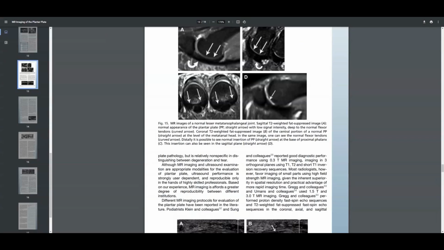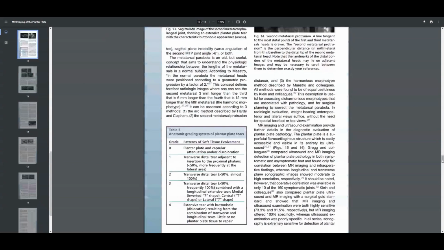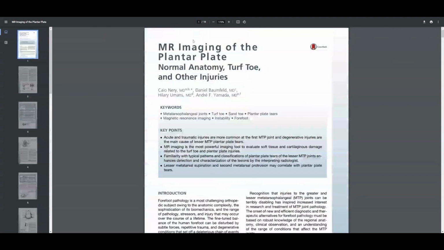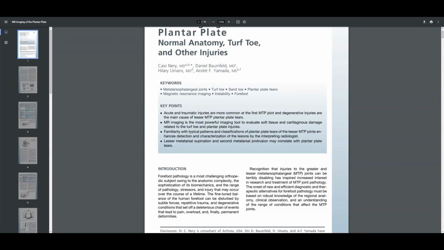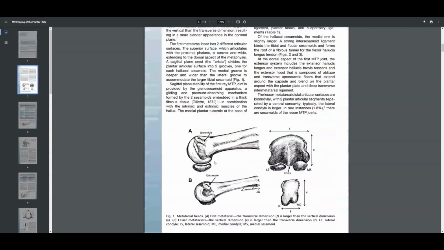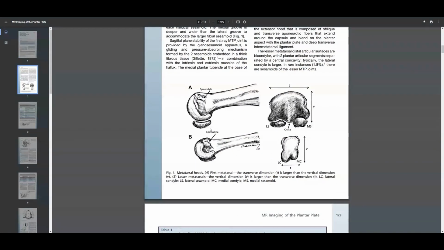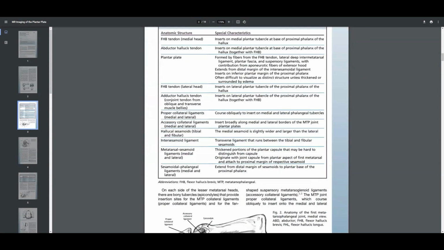And when we look at where this becomes important, I really think that this particular chapter that puts it together for us, MR imaging of the plantar plate, that normal anatomy, turf toe, and other injuries, they go through the entire constellation of forefoot imaging. And I suggest for anyone in the business to really be picking apart this. They go through all of the anatomic features that I've started to describe, the different shapes of the metatarsal heads, the great toe being larger and the second metatarsal head being taller rather than wider, and what these features mean.